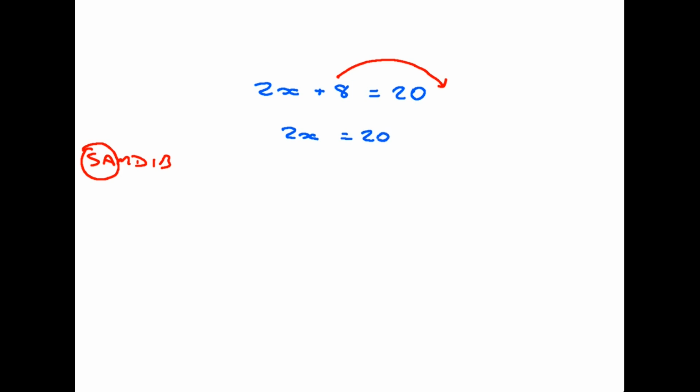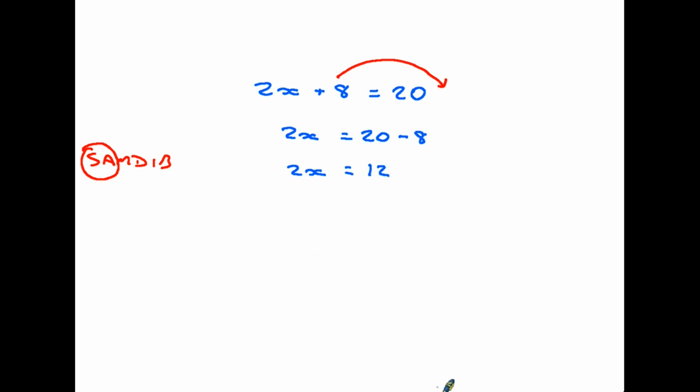The 20 is staying where it is, but I am moving the 8, and don't forget, a plus becomes a minus, so this now becomes 20 minus 8. I can use my next line just to tidy things up, because that now says that 2x equals, well, 20 minus 8 is simply 12.